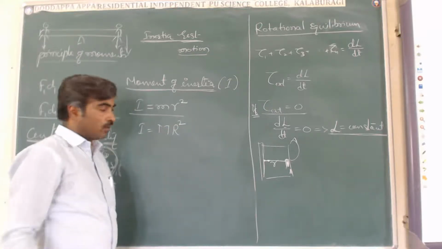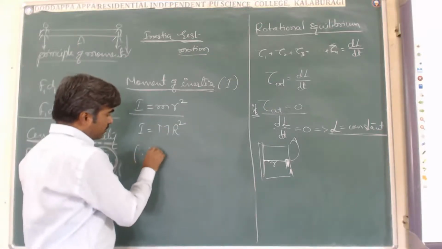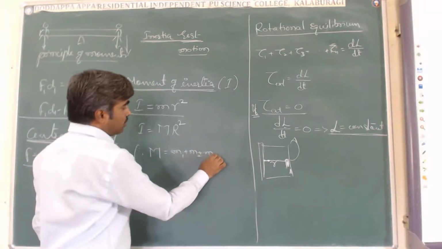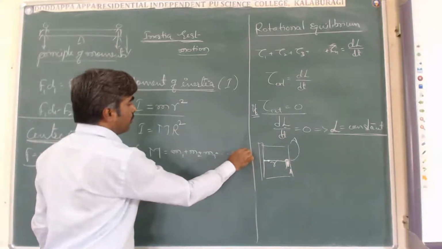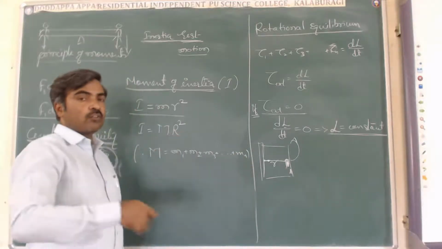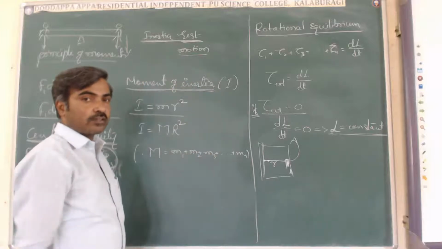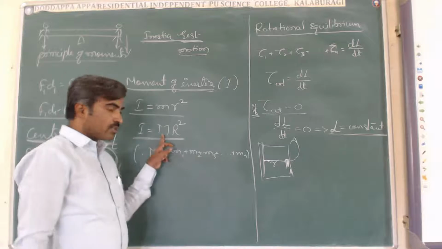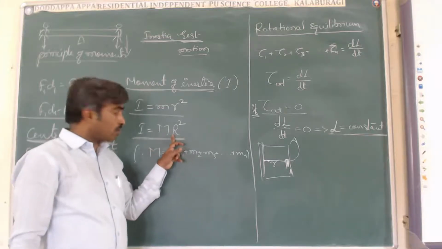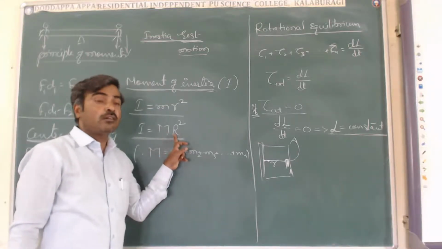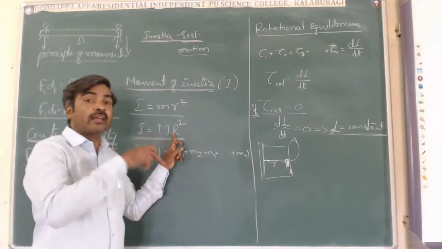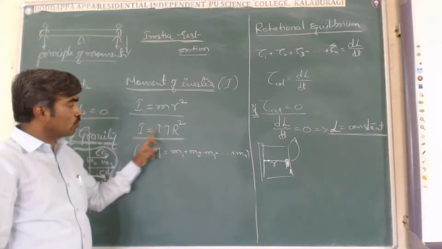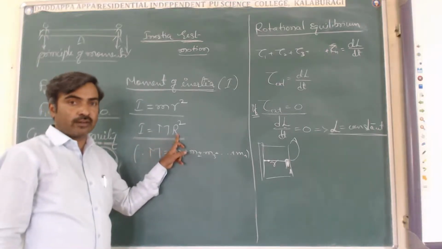Here, m can be m1 plus m2 plus m3 and so on plus mn, and r can be r1 plus r2 plus r3 plus r4 like this. So total moment of inertia is defined as the product of the mass of the object and the square of the perpendicular distance from the axis of rotation. That is nothing but moment of inertia. I equals m r square, we can write.